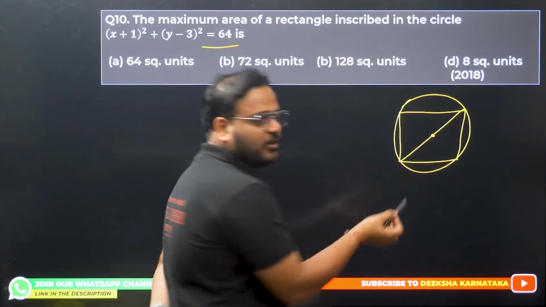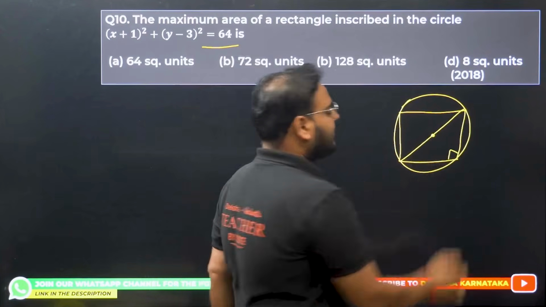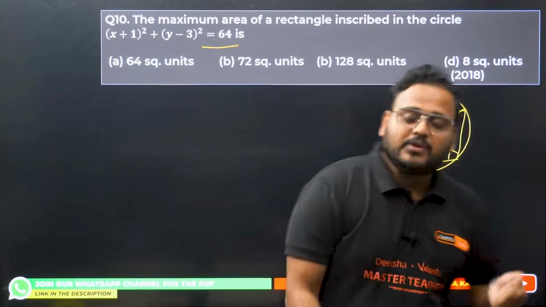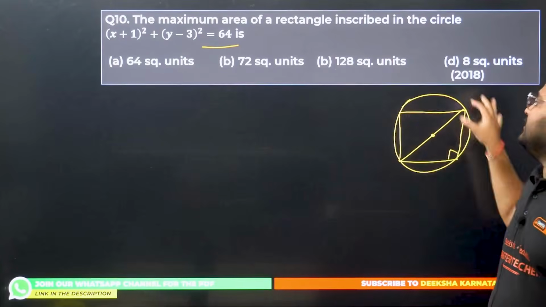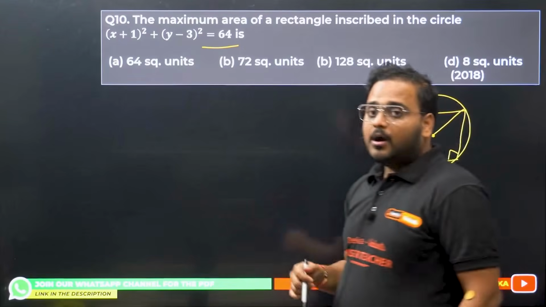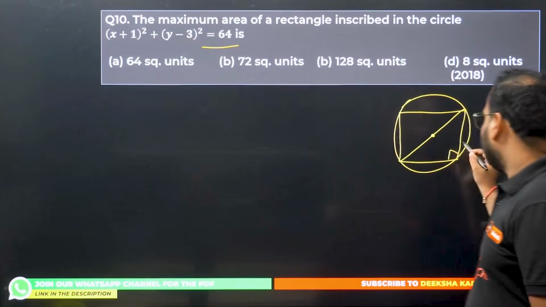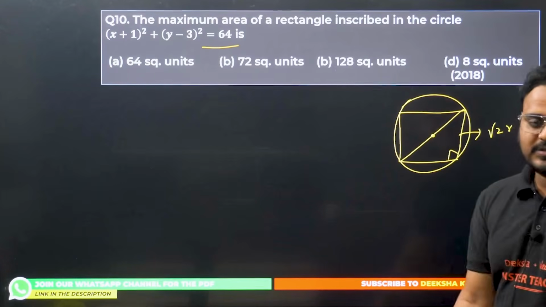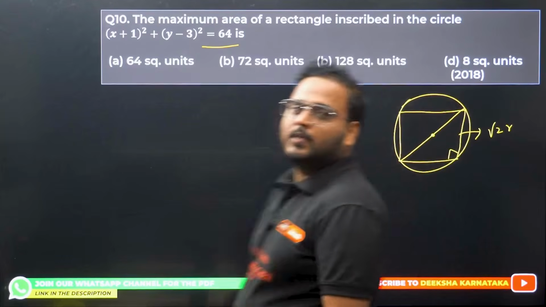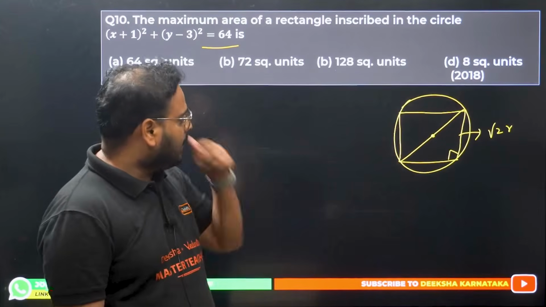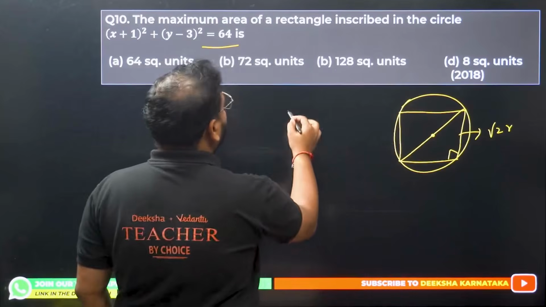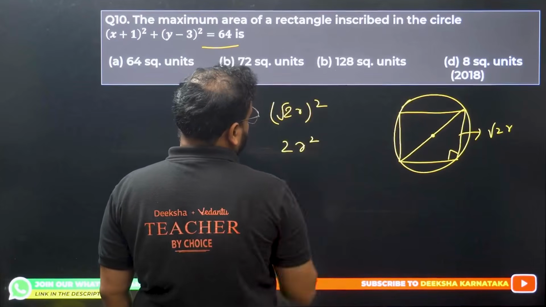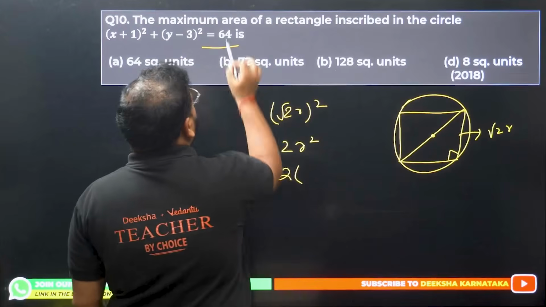Of course, that has to be the case because this corner is 90 degrees, right? We have learned in grade 10, if this is 90 degrees, this has to be the diameter. That's not a problem. So if you are looking for a largest rectangle, that has to become a square actually. And the area of that will be what? Side will be root 2r. So area will become root 2r into square, so we'll get 2r square, 2 times the square of r.